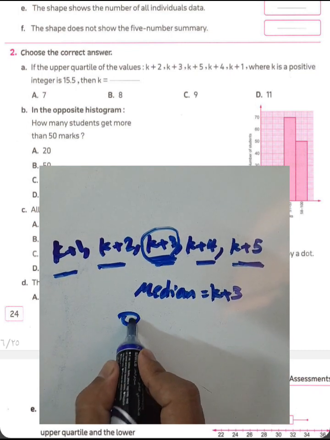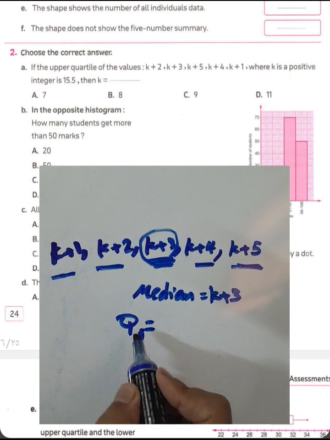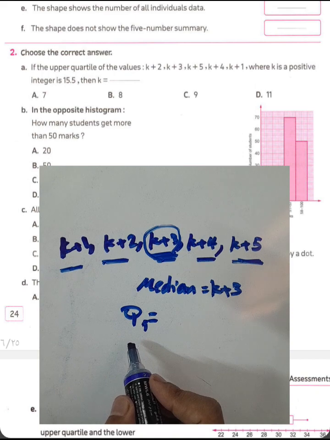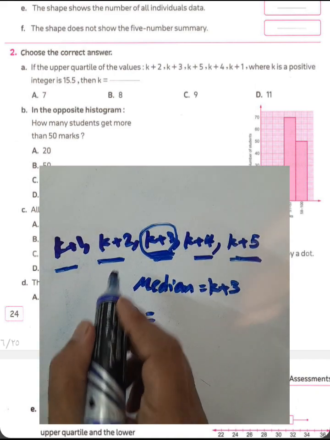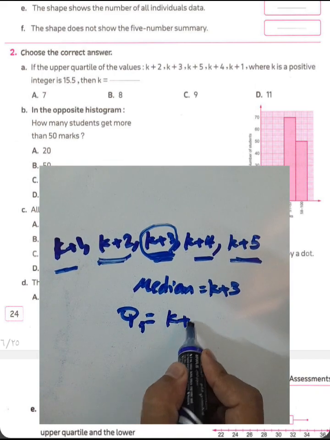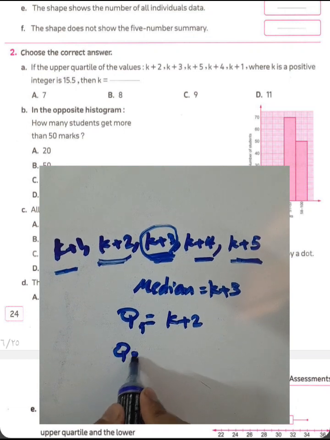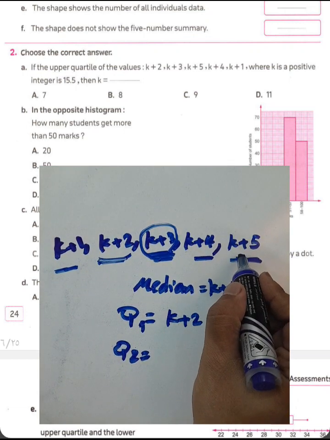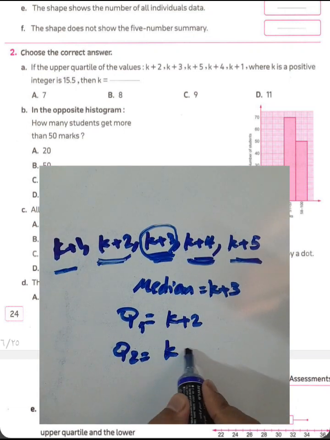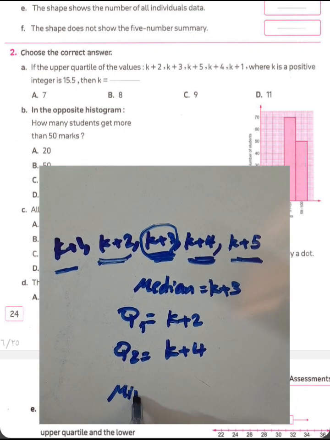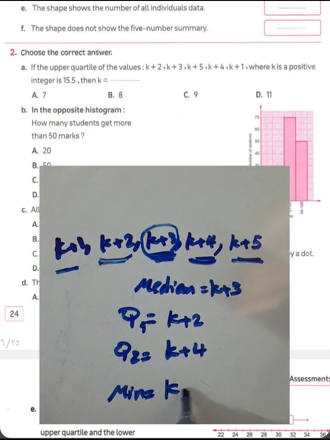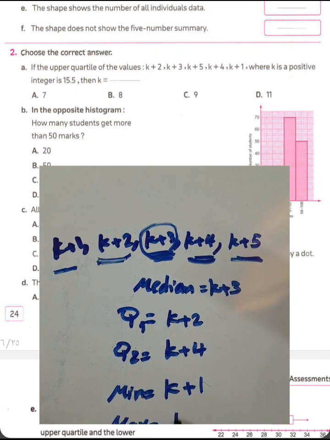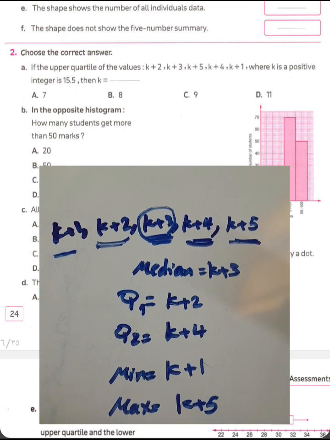Then we can find Q1 here. It's the lower quartile. The lower quartile will be k plus 2. And the upper quartile will be k plus 4. And the minimum will be k plus 1. And the maximum will be k plus 5.